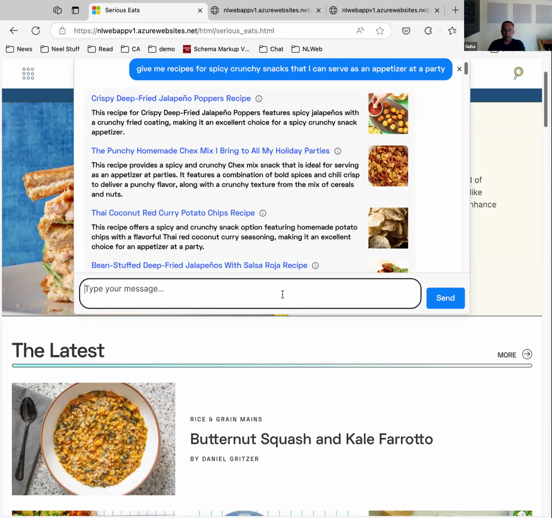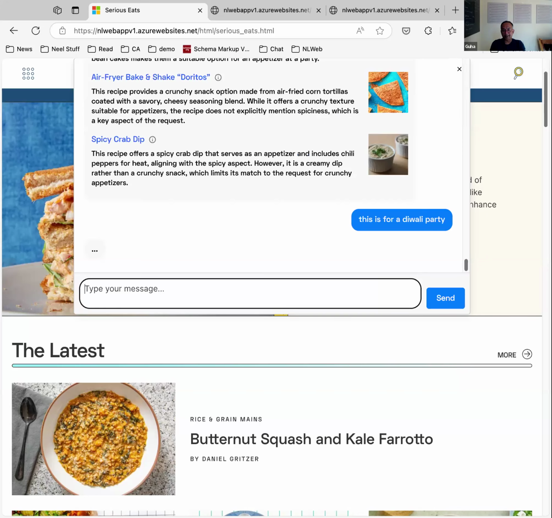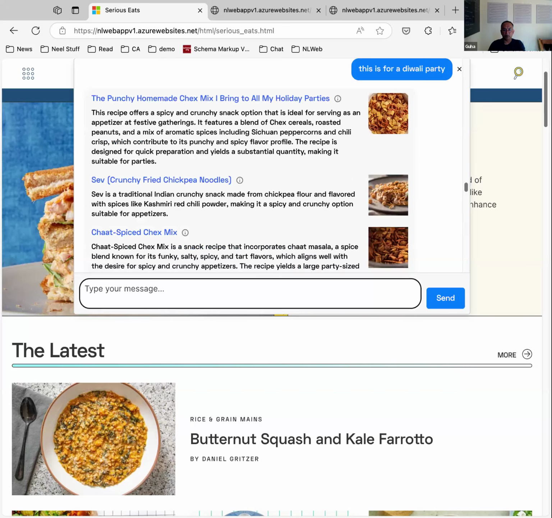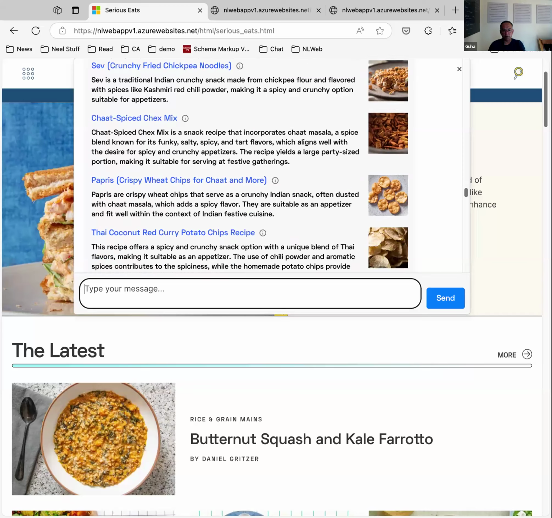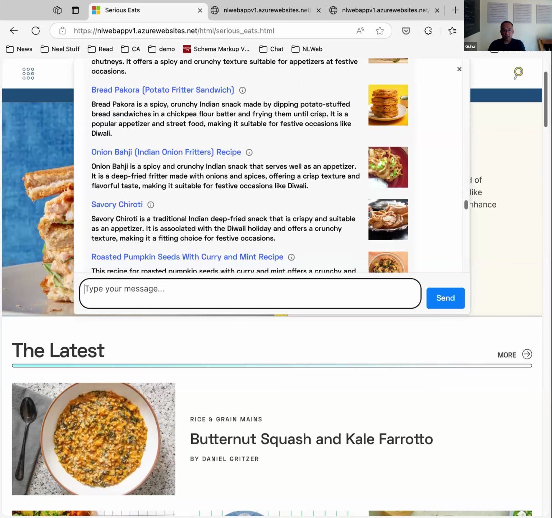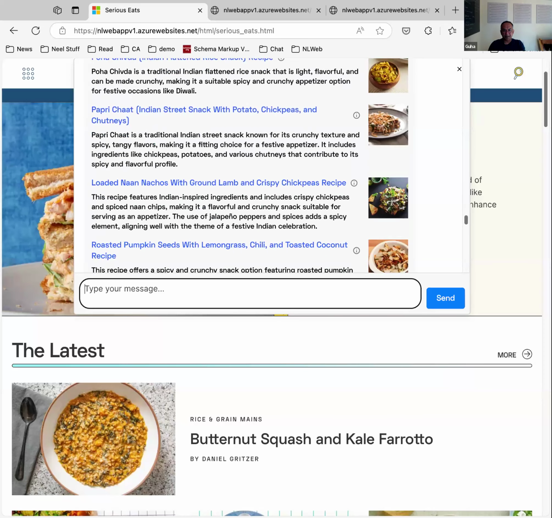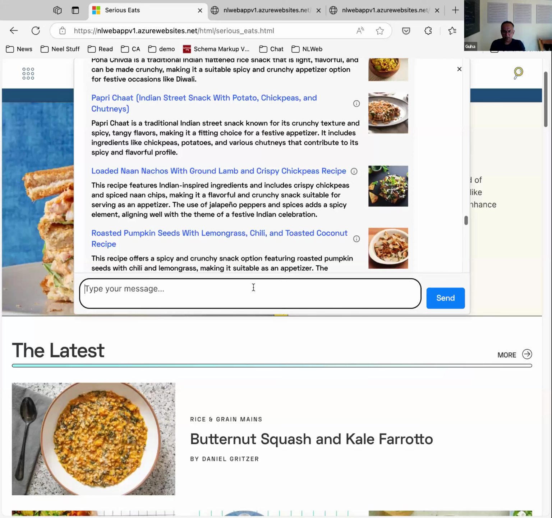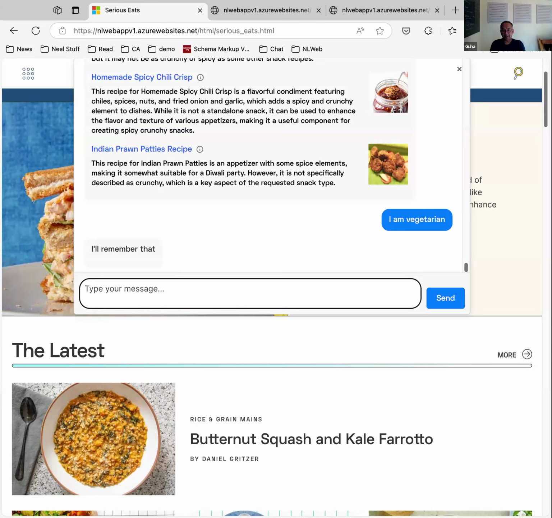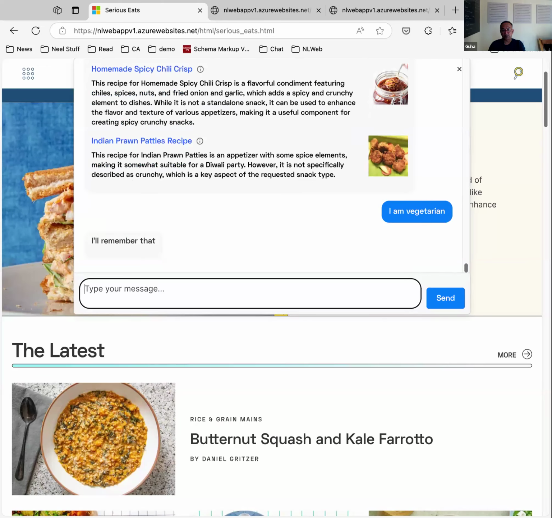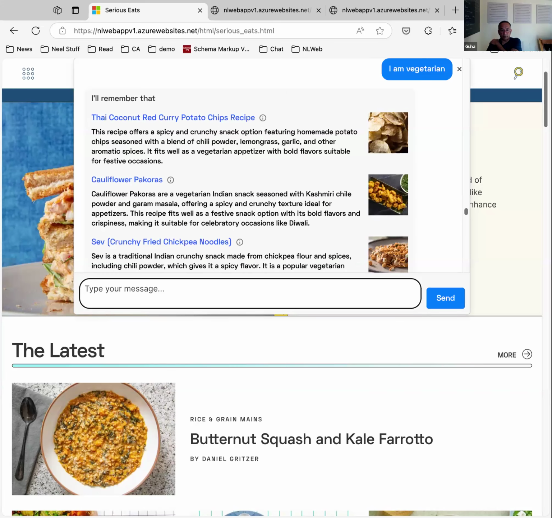The second point is that this is not just search; it's a real conversation. This is for a Diwali party. And so it can understand what Diwali means. It brings in knowledge about Diwali, and you get Indianish stuff, chaat and samosas and things like that. And as I go down here, I notice that some of these items are loaded nachos with ground lamb. Well, I'm vegetarian. 25 or 30 years after the web, it still doesn't remember that I'm vegetarian. This one over here understands that I am vegetarian, and then does the right things based on that.